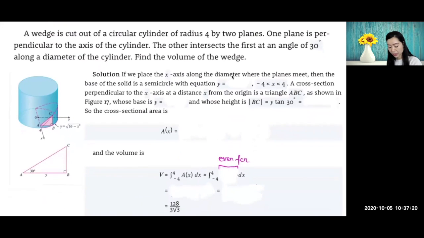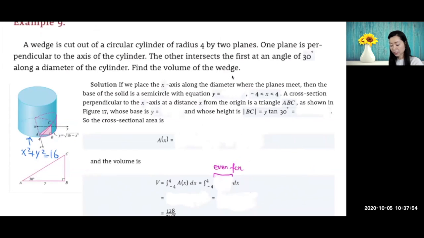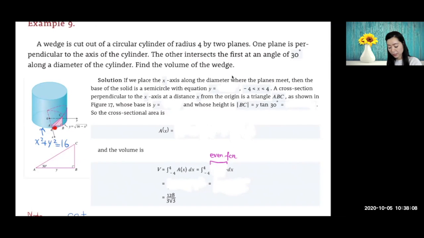So we place the x-axis this way, and the y-axis this way. Now, the equation for this semicircle will be y equal to the square root of 16 minus x squared, because for this circle, it is x squared plus y squared equal to 16. This circle here has radius 4, and this semicircle here is the upper half of this circle. So y is equal to the positive square root of 16 minus x squared, with x here going from -4 to +4.